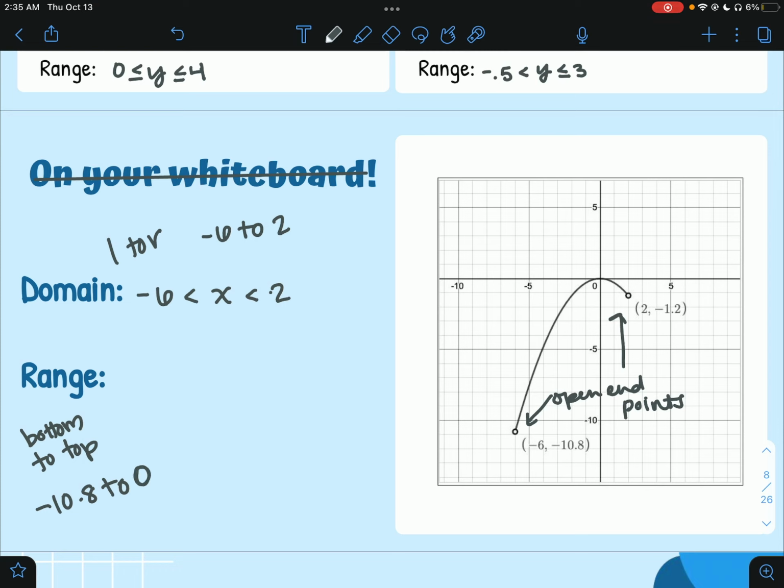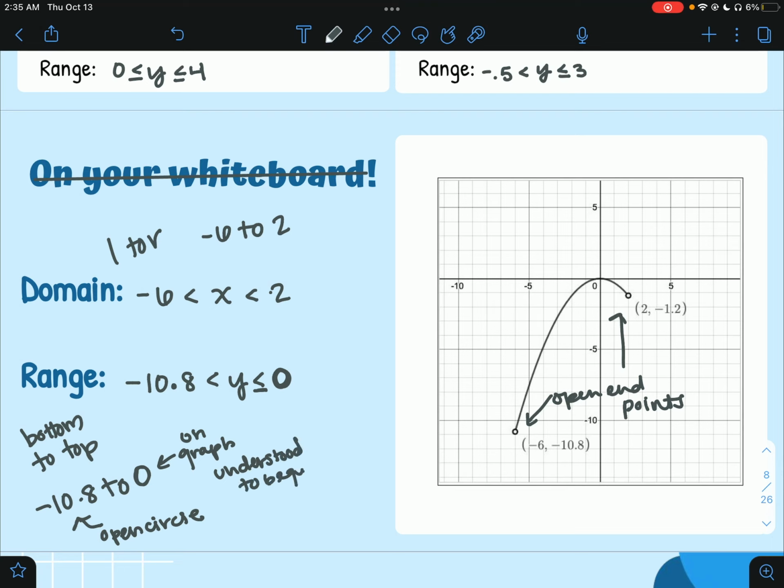We're going to set up our inequality. Smallest number less than y less than largest number. We need to consider, are either of these equal to? Well, this has an open circle. This is part of the graph itself. If it's on the graph and it's not a clear open circle, we know that it is equal to. It is understood to be equal.